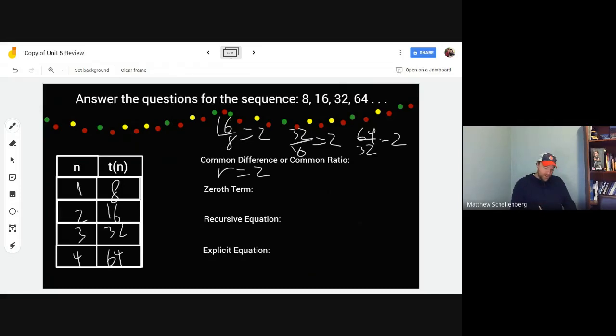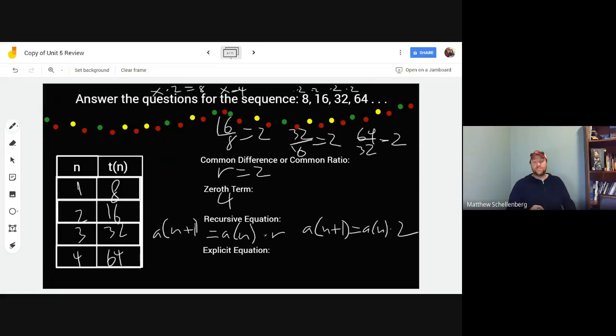What's the 0th term? Well, if each time is times 2, then what number times 2 is 8? Some number, let's call it x, times 2 had to equal 8. Divide both sides by 2. x equals 4. So the 0th term would have to be 4. For the recursive equation, any generic geometric sequence will have the next term equaling the current term times the common ratio. So in this case, the next term equals the current term times the common ratio, which is 2. And that's all you have to do for the recursive equation.